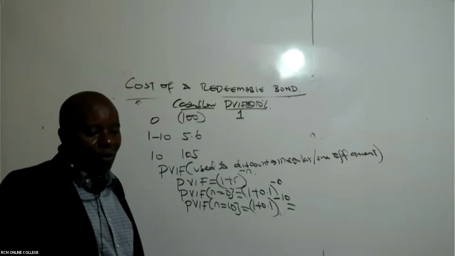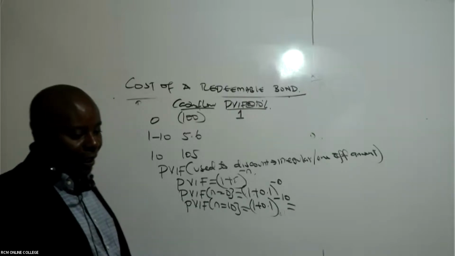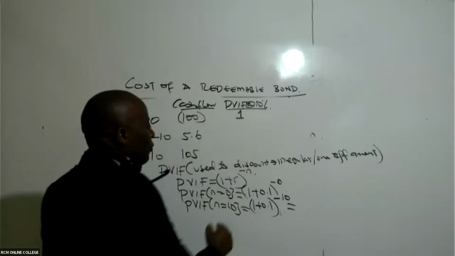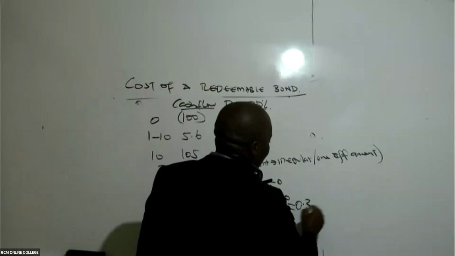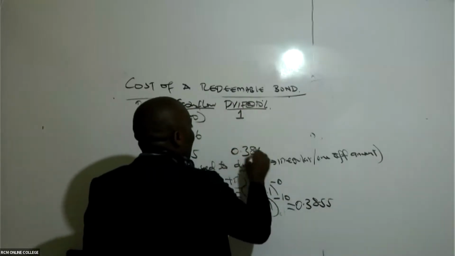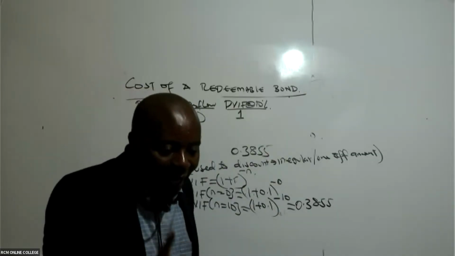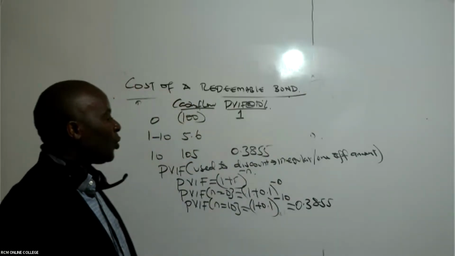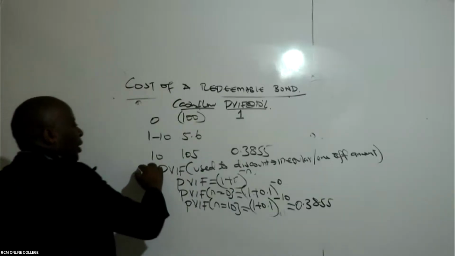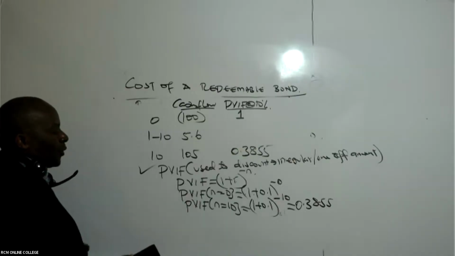Is there some good student who is able to give me this answer? 1.1 raised to negative 10. What figure are we getting? In this case, from BR, we're getting 0.3855. Is there someone who is able to confirm this figure? I also have Angie and Kibisu, they've been able to confirm this one here. Thank you so much. So that's what we call PV, used to discount irregular or one-off cash flows.